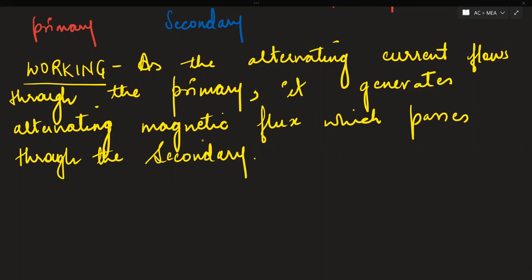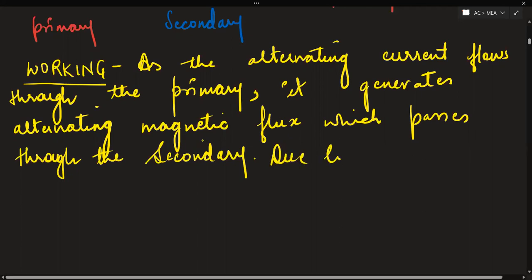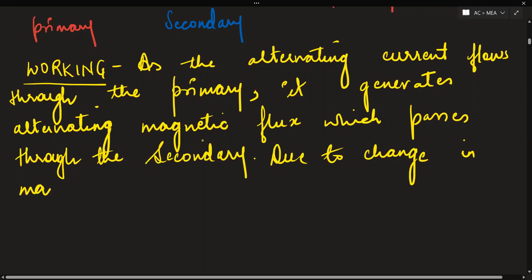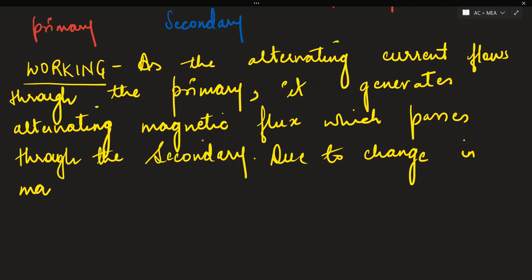Now what happens whenever there is a change in magnetic flux? What have we studied? Induced EMF will come into action. So because of changing flux, induced EMF is set up in the secondary due to change in magnetic flux. All these things are repeating. It's just that we have divided the passage of current into primary, the core of the coil, and the secondary. Rest of the phenomena, all these you have studied in electromagnetic induction. Nothing is new over here.